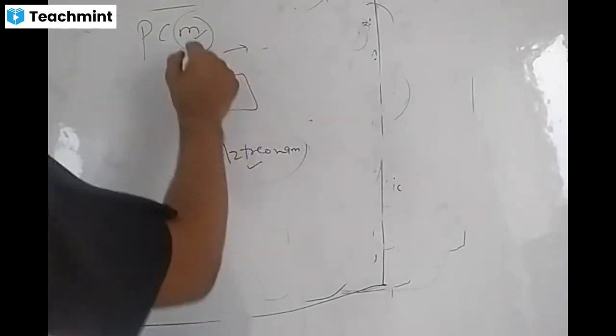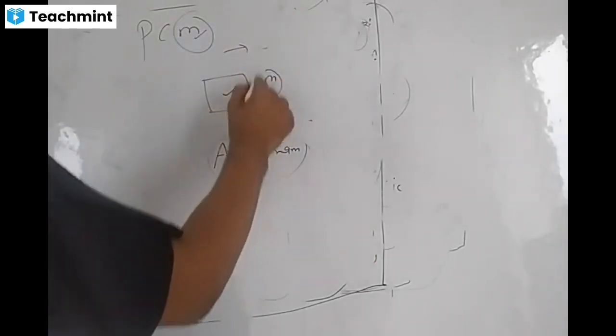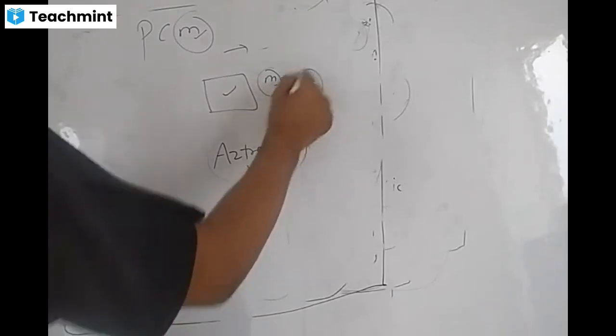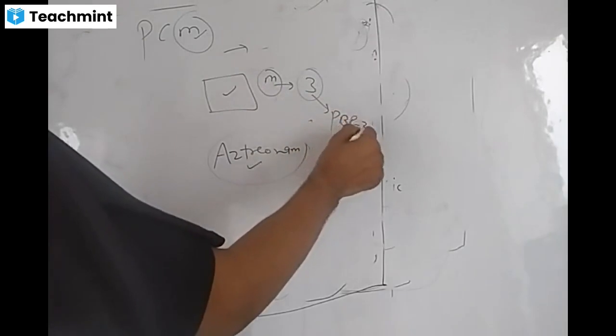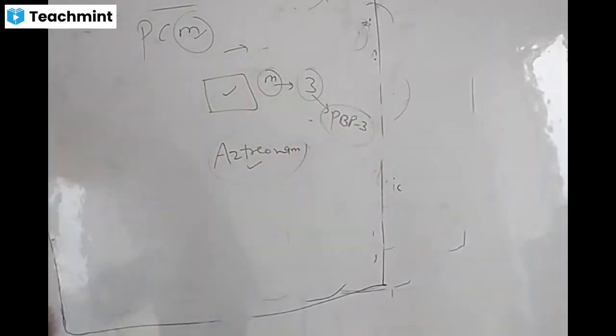And this monobactam, if we look at the M, make it like 3. It will bind with your penicillin binding protein 3. That is the more important for monobactam, bind with the PBP3.